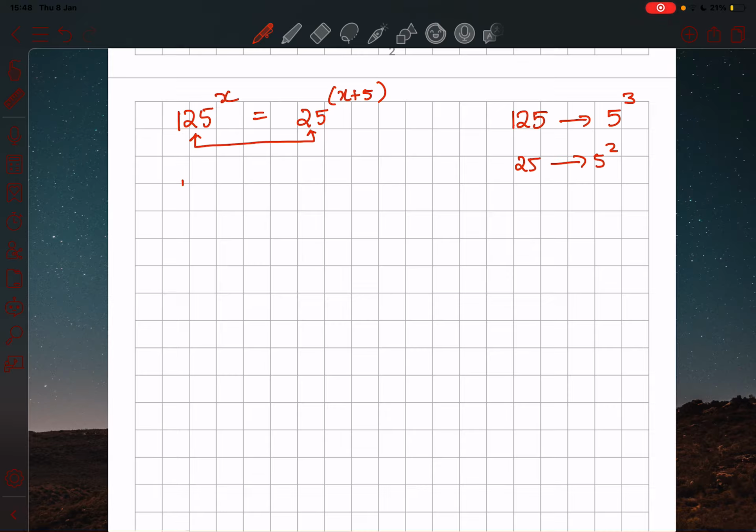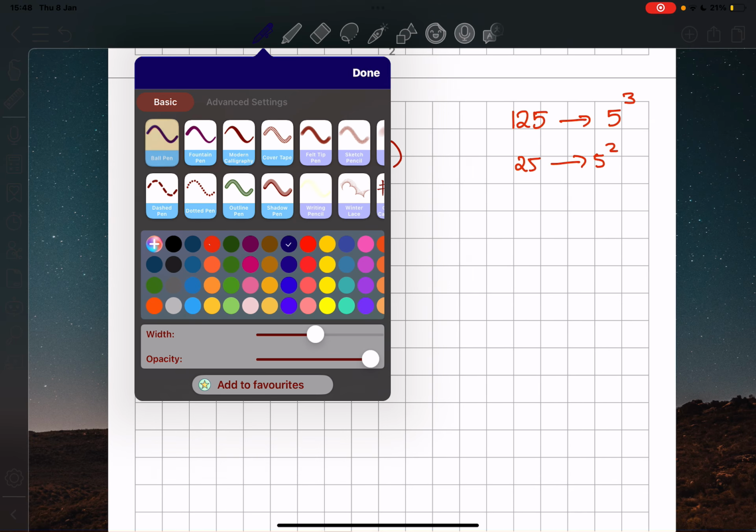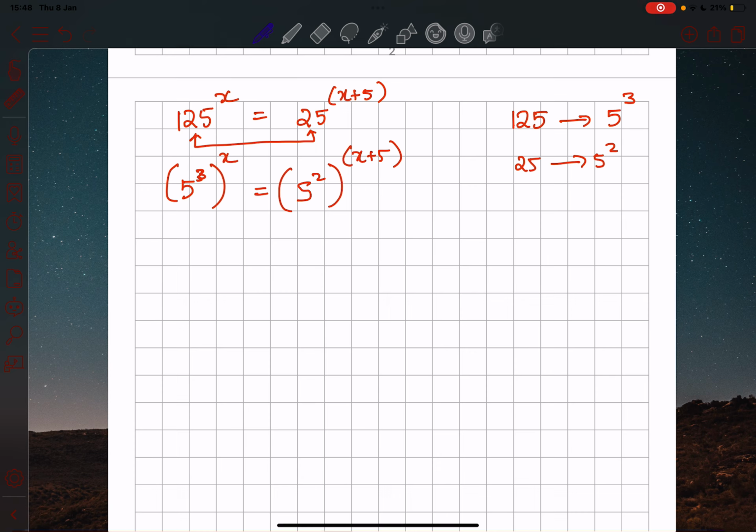So we can rewrite this as 5 cubed to the power of x is equal to 5 squared to the power of x plus 5. Because we've got a power of a power, by the laws of indices the powers need to get multiplied with each other. So that's 5 to the power of 3x is equal to 5 to the power of 2 times x plus 5. One common mistake that I've also made in the past is writing this as 2x plus 5. But remember, it is 2 lots of x plus 5, which is 2x plus 10.